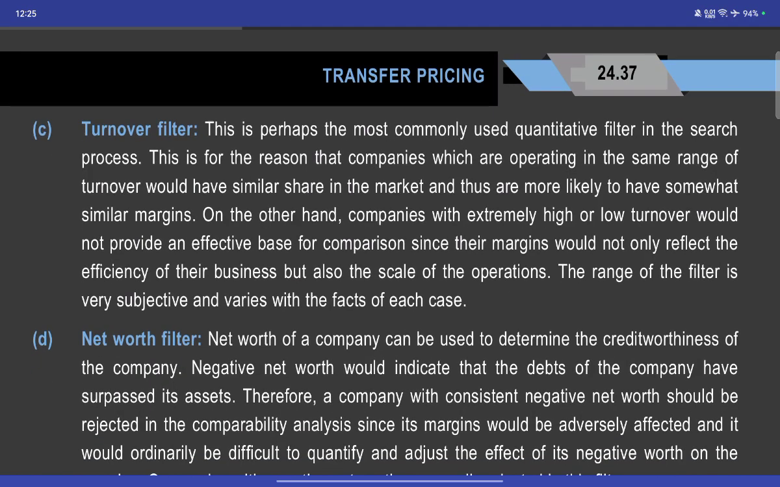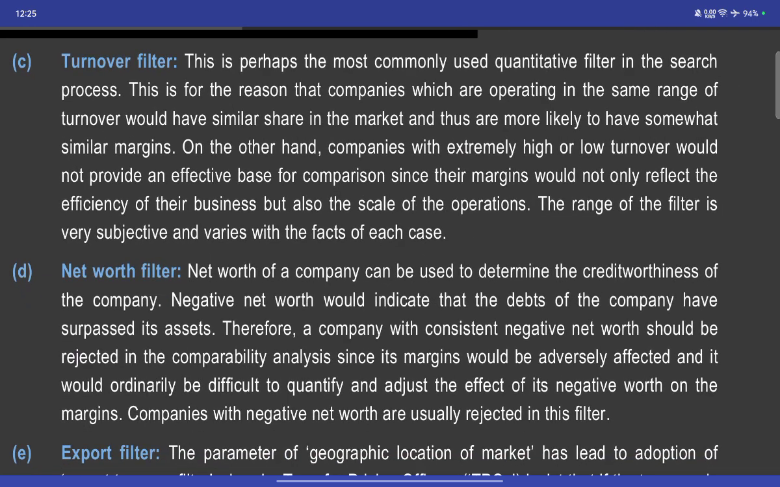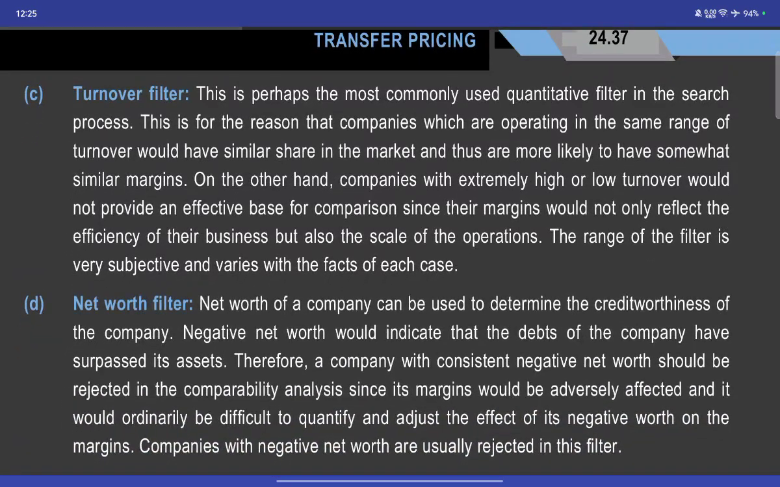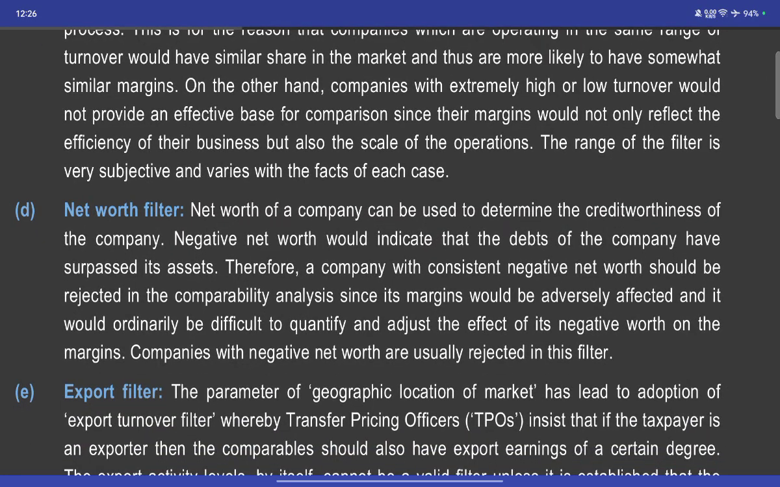The reason is that companies operating in the same range of turnover would have a similar share of the market and are more likely to have similar margins. On the other hand, companies with extremely high or low turnover would not provide an effective basis of comparison, since the margin would not reflect the effectiveness of the business. The scale of operation and the range of the filter are very subjective and vary with the facts of each case.